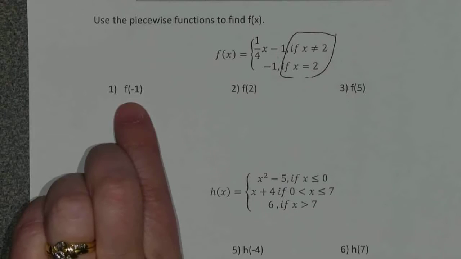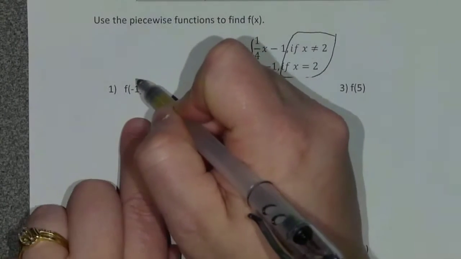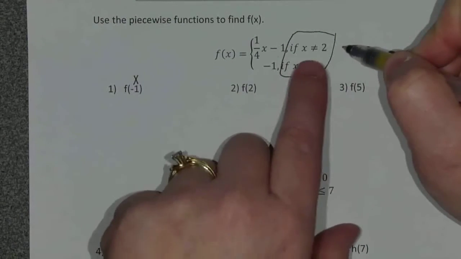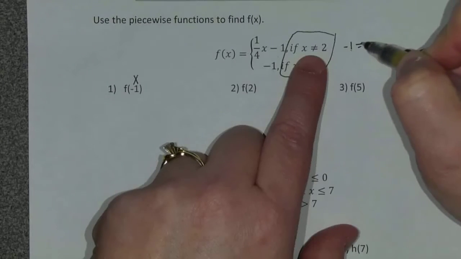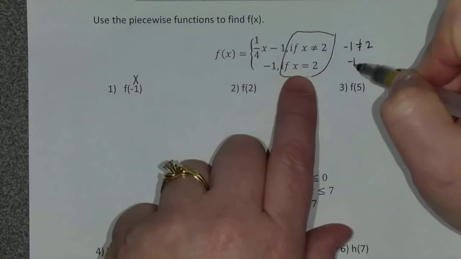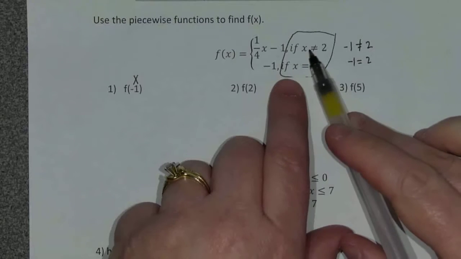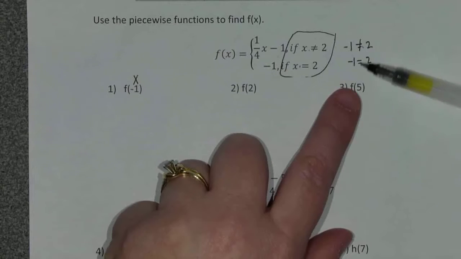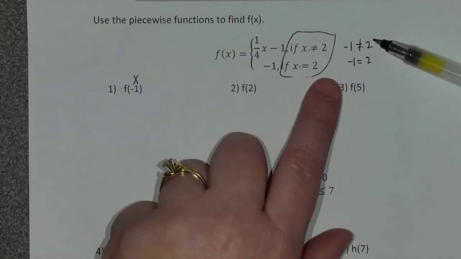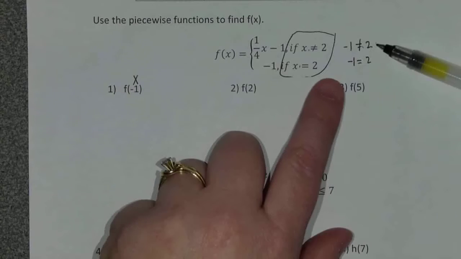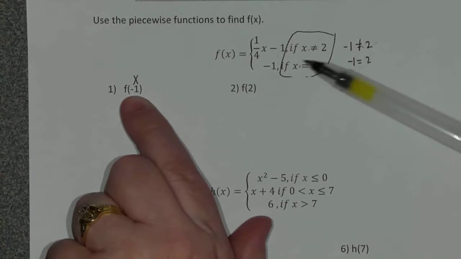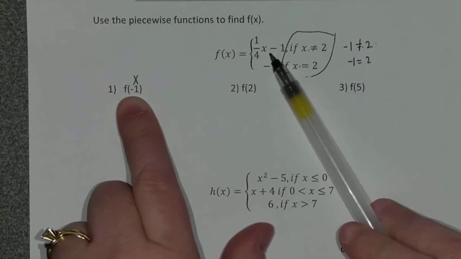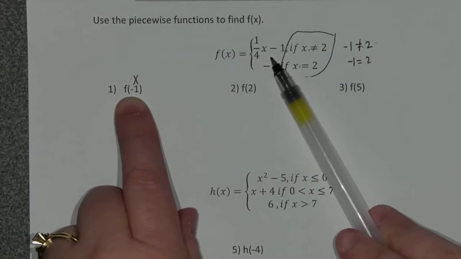for our x values. Okay, so if I'm finding f of negative 1, I'm going to see which one it fits better into. Is negative 1 not equal to 2, or is negative 1 equal to 2? Did you see how I just plugged it in there for x to see which one it really fits into? Which one of these statements is true? The top or the bottom? The top. So guess which function I put my x value into? I put it into the top function. Does that make sense how I figured out which function to substitute into?